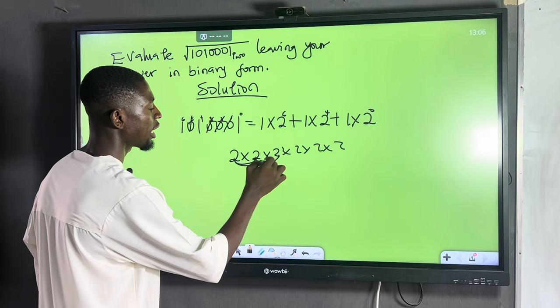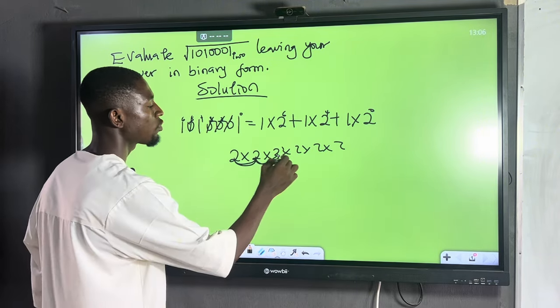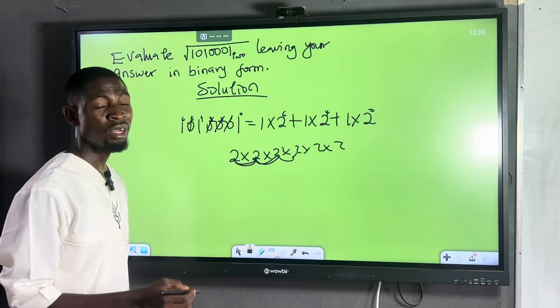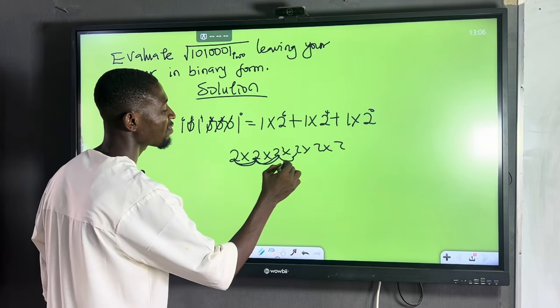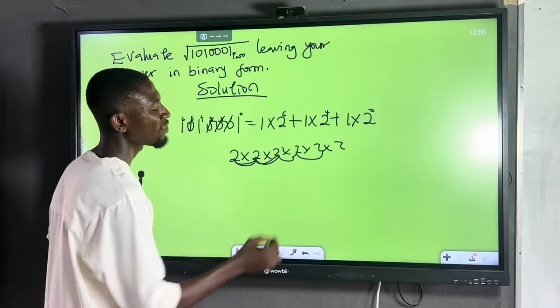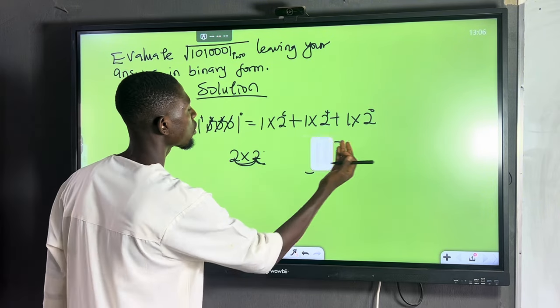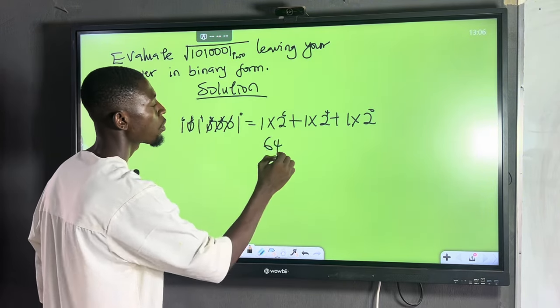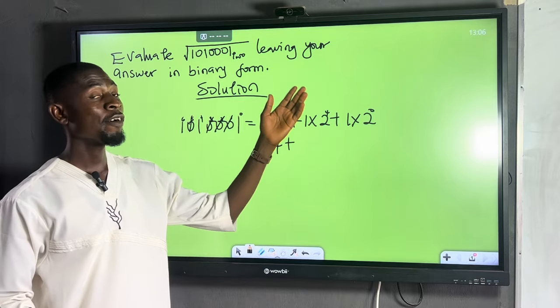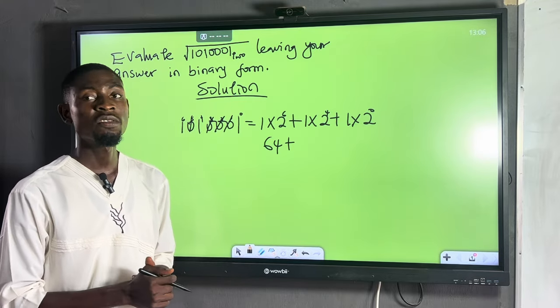2 times 2 is 4. 4 times 2 is 8. 8 times 2 is 16. 16 times 2 is 32. 32 times 2 is 64. So this will give us 64 plus 2 raised to the power 4. 2 raised to the power 4 will give us 16.